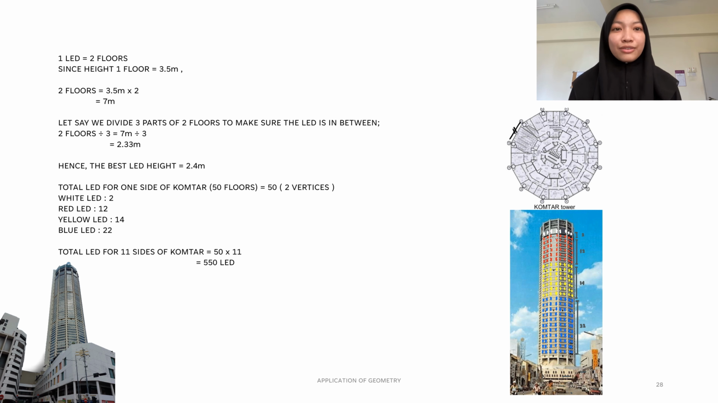Total LED for one side of COMTAR, there are 50 floors, equals 50 LED for two vertices. We have 2 white LEDs, 12 red LEDs, 14 yellow LEDs, and also 22 blue LEDs. So total LED for 11 sides of COMTAR is 50 times 11, and the answer is 550 LED.